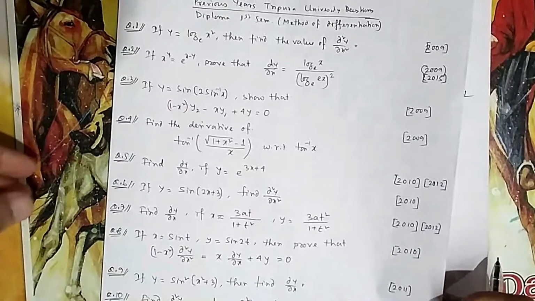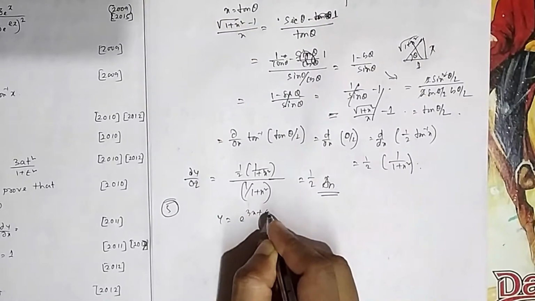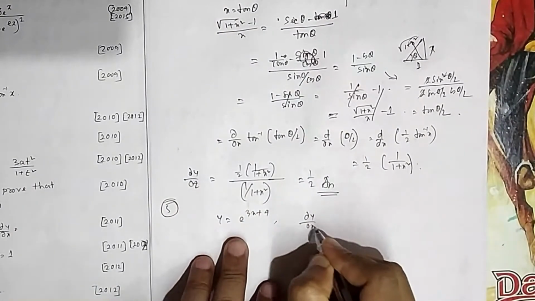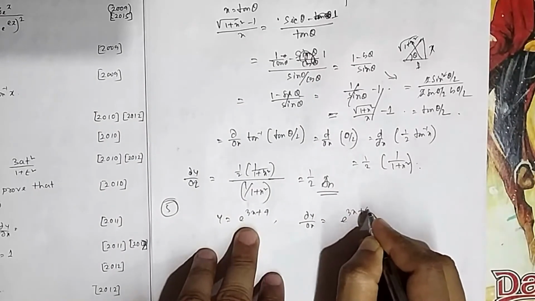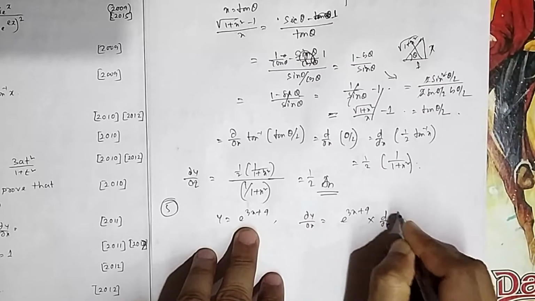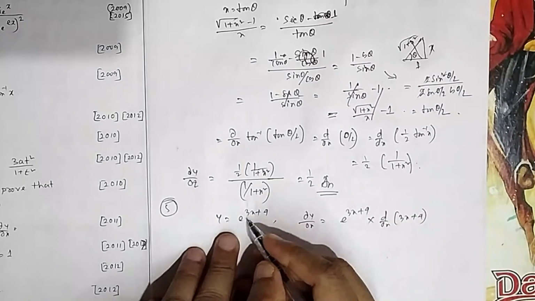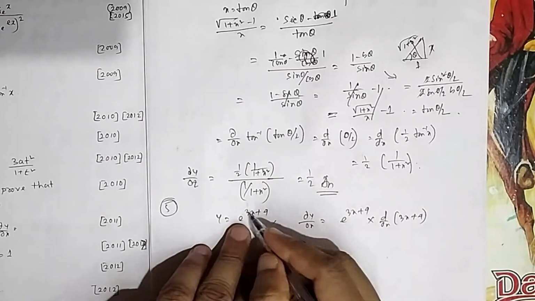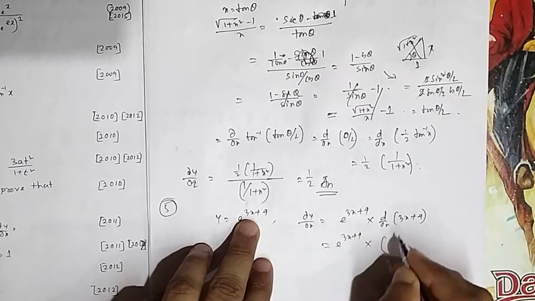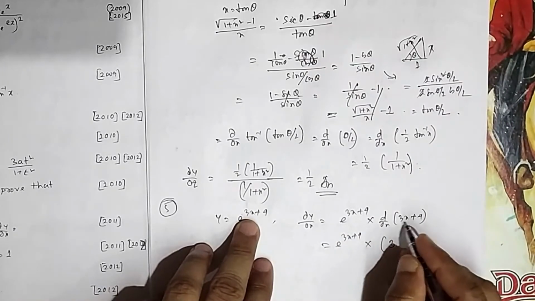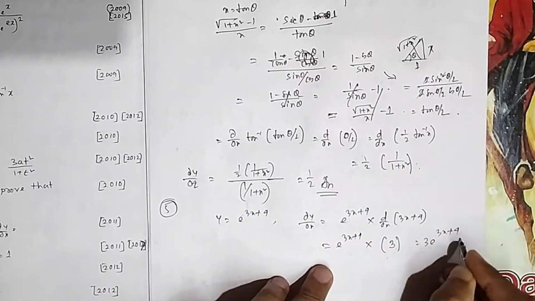Now if you come to question number 5, find dy dx if y is equal to e to the power 3x plus 4. They have asked you to find dy dx, which is easy. Differentiation of e to the power 3x plus 4, then you do differentiation of 3x plus 4 separately. Chain rule: first you differentiate the outer one, this is in the e to the power x format, then in the exponent there is another function. So chain rule. Here differentiation of 3x is 3, and 4 is 0, so it is 3. So it is 3 e to the power 3x plus 4. So this is your answer.